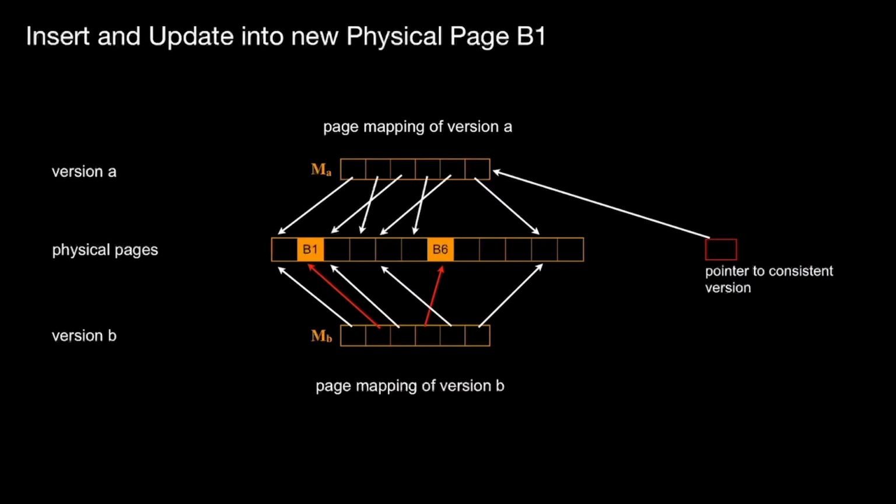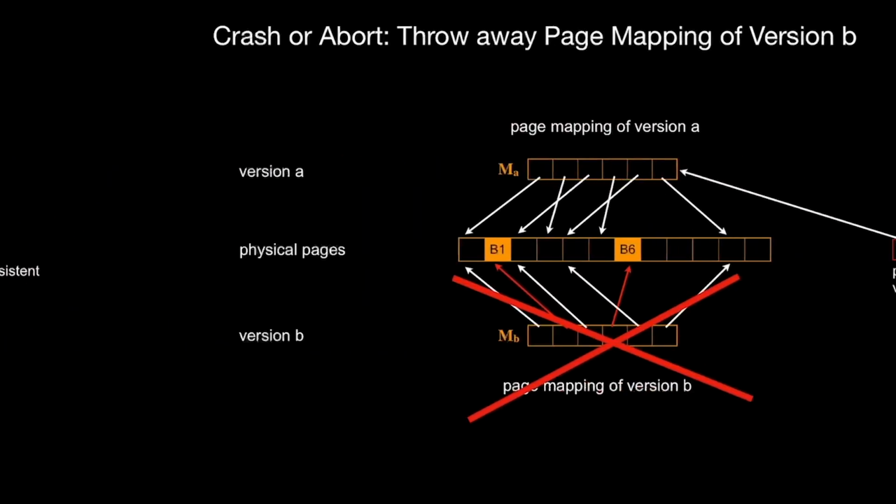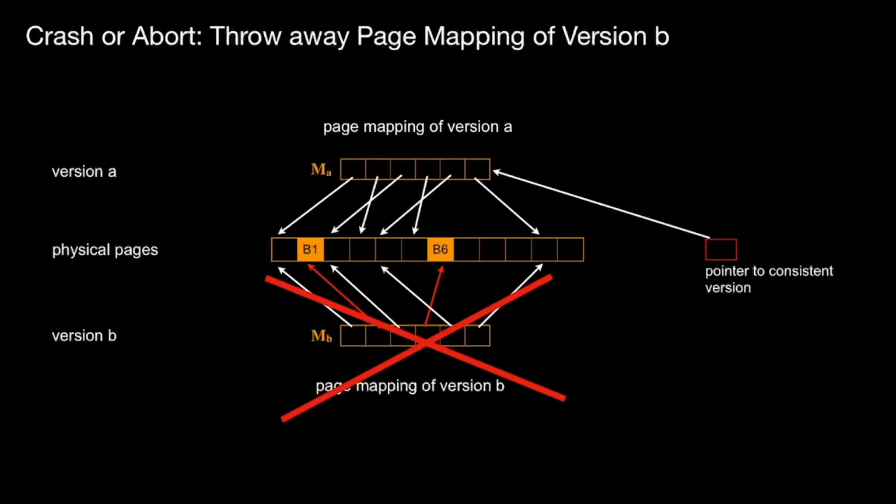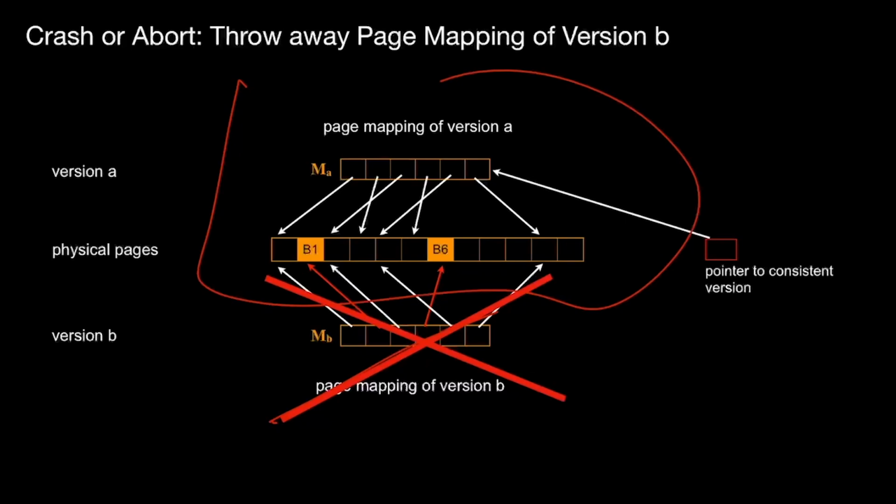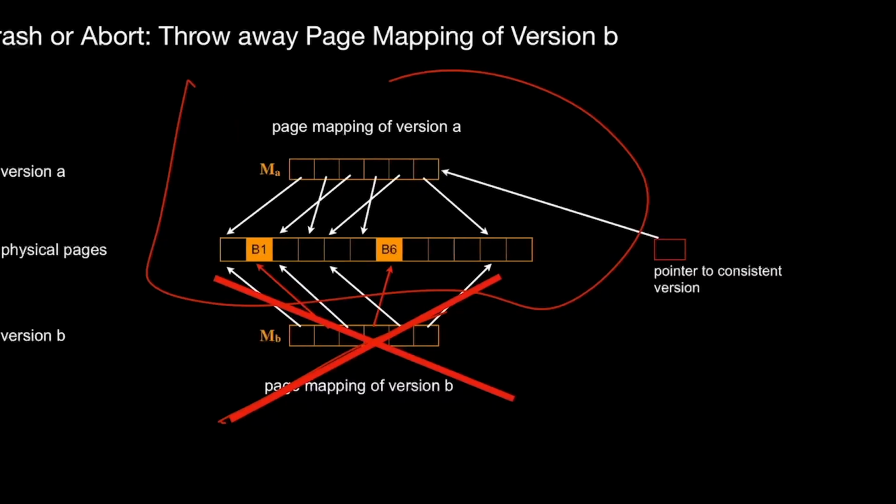Here another page is changed. Now insert update into new physical page B1. Now, if this transaction crashes, all you have to do is throw away that page mapping. That's happening here. So you still have this consistent version on top, so you didn't lose anything. In particular, you didn't lose the committed versions of those blocks. You didn't screw up the state of your database system or of your pages if you use this outside the database system. Everything is still fine.